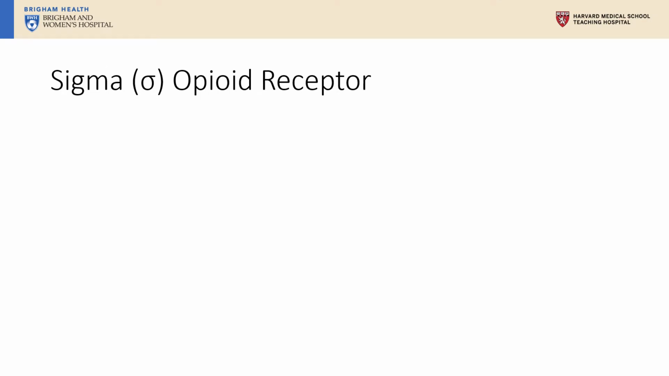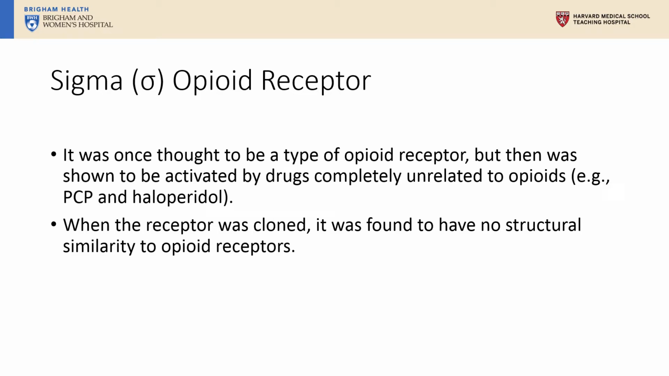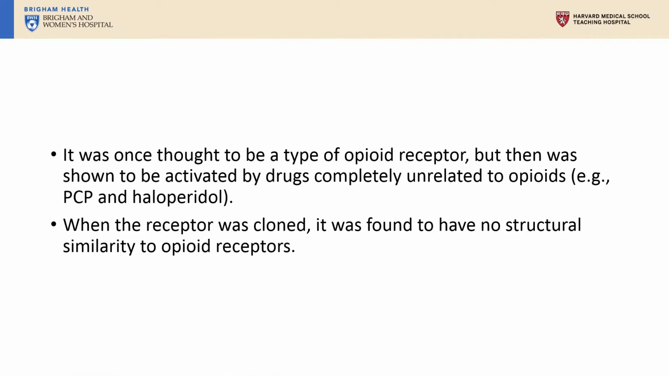Some texts list a sigma opioid receptor. It was once thought to be a type of opioid receptor, but then was shown to be activated by drugs completely unrelated to opioids, for instance PCP and haloperidol. When the receptor was cloned, it was found to have no structural similarity to opioid receptors at all. So we have to say goodbye to sigma.